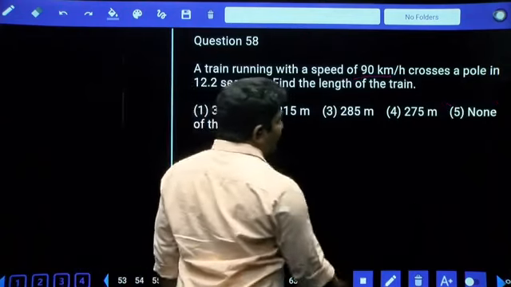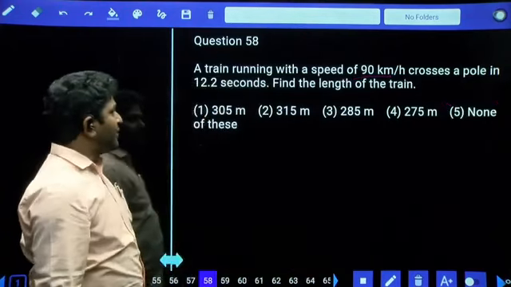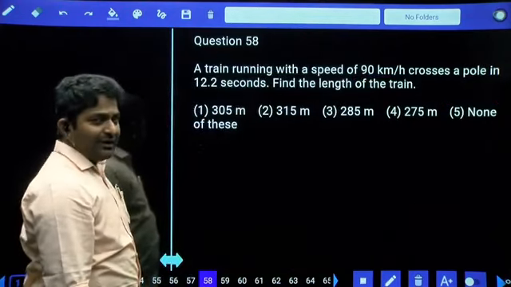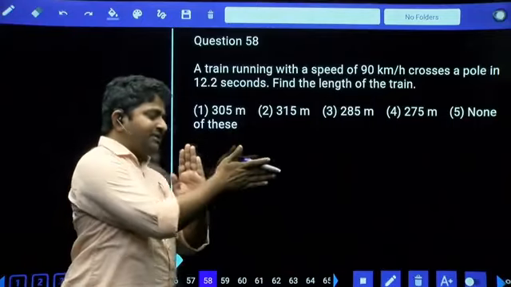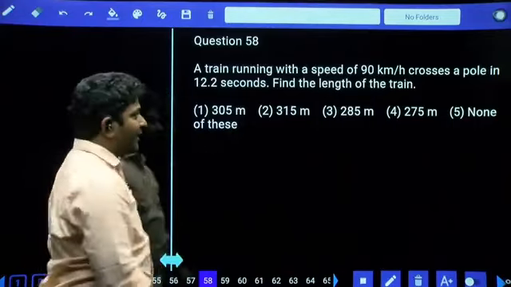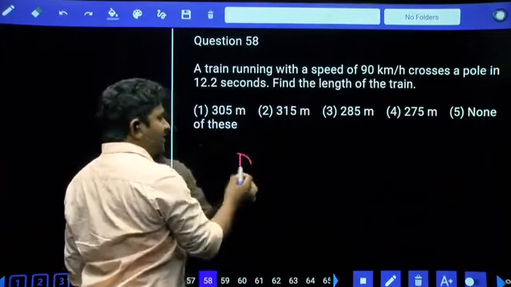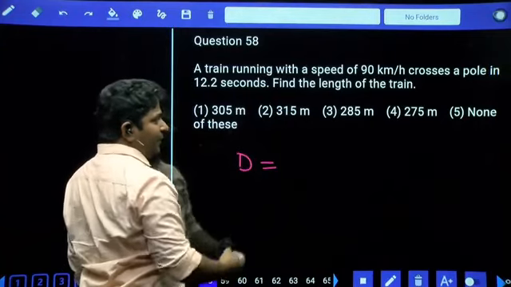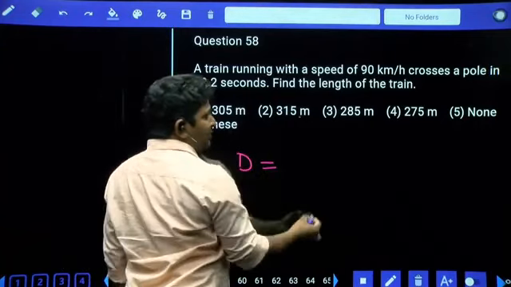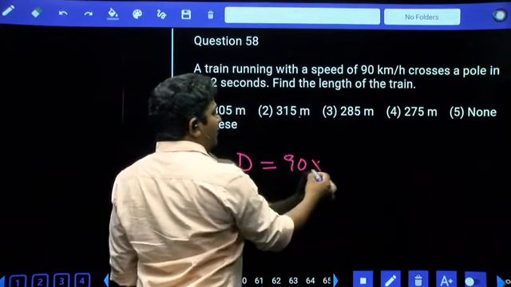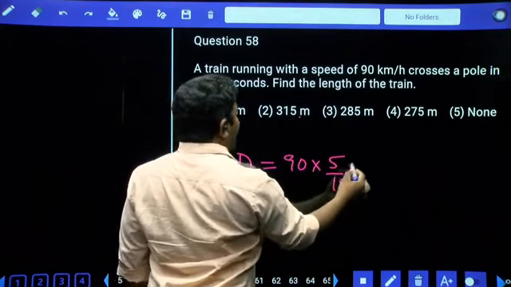A train running with a speed of 90 km per hour crosses a pole in 12.2 seconds. Find the length of the train. If a train crosses a pole, distance covered is equal to train length. When you are asked to calculate train length, let us try to calculate distance: speed into time. Options are in meters, so convert speed from kilometer per hour to meter per second.